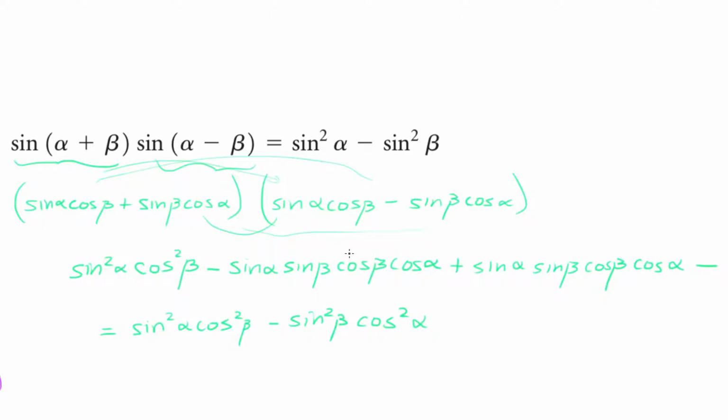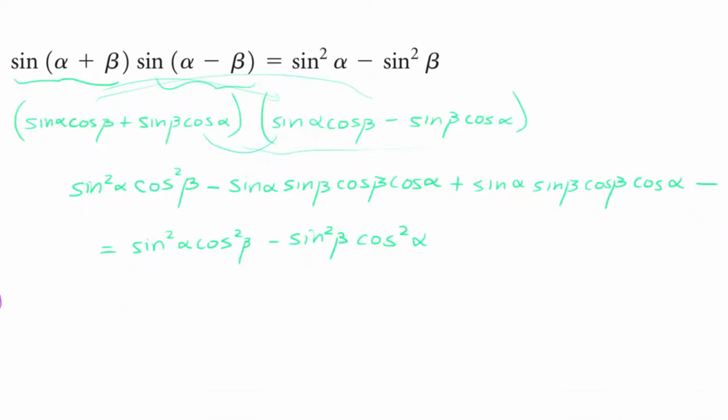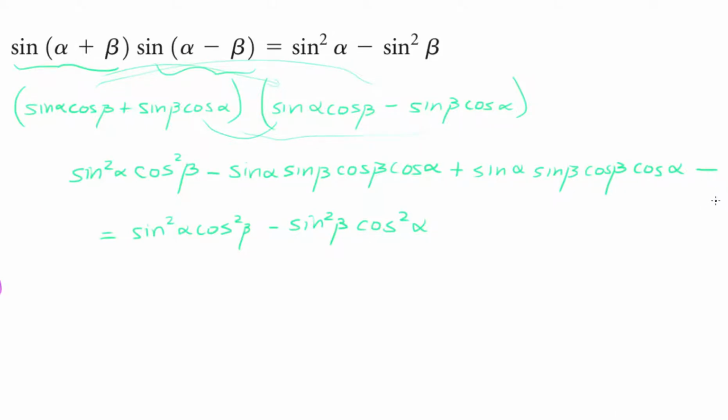I think I know. Okay. Let me see. Oh, okay. Let's change the cosine squareds. So I'm going to make this cosine squared beta as 1 minus sine squared beta. Okay. And then the same thing for cosine squared alpha: 1 minus sine squared alpha.